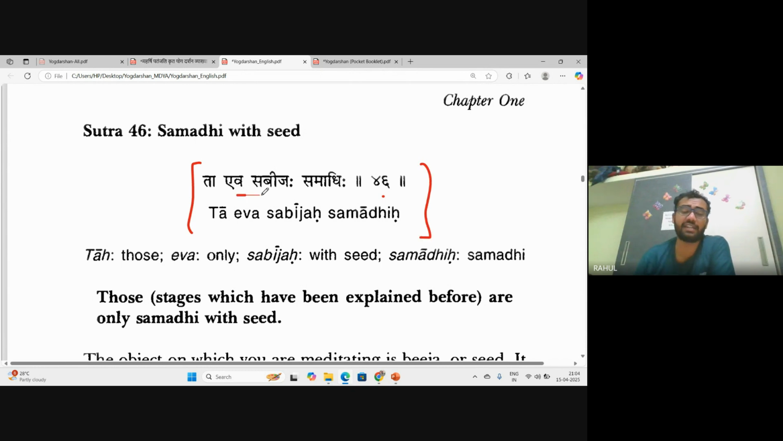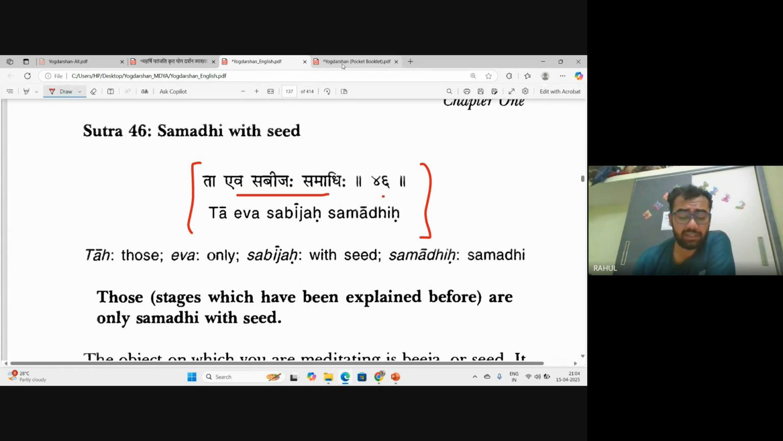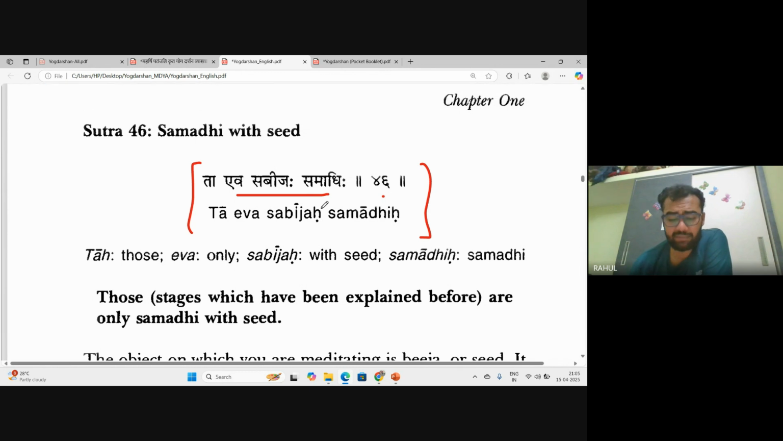Tad eva sabija samadhi. So here it means, the samadhis we were discussing, Savitarka, Nirvitarka, Savichara, Nirvichara, all are Sabija Samadhi. So Maharshi Patanjali ji and many others, the Bhashyakar and the Tikakar, are categorizing Samadhi into two types. One is the Sabija, second is the Nirbija.